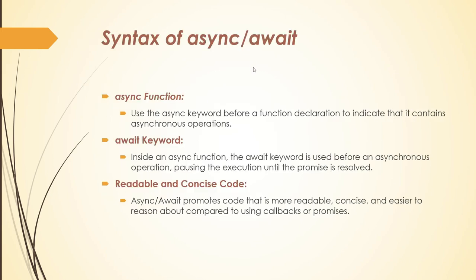Let's familiarize ourselves with the syntax of async and await. Every function where you want to have an asynchronous call needs to be prefixed with async. Every function or API call which you want to await due to asynchronous operation, you need to prefix with the await keyword. Async await makes code more readable compared to using callbacks or promises.